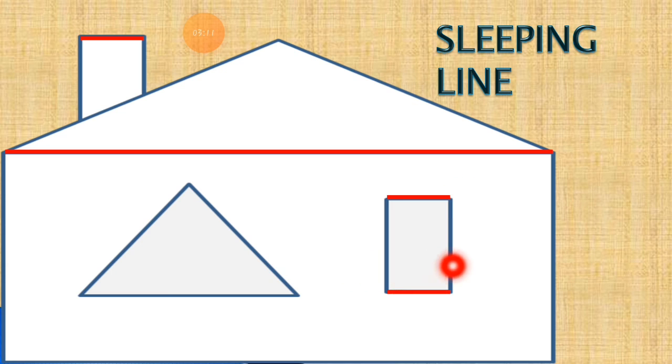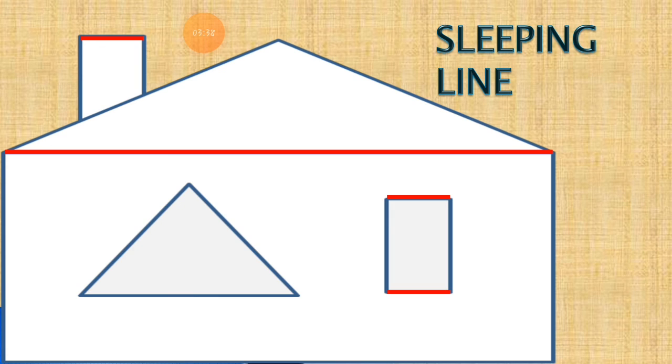Now the next line. This is the next sleeping line we are finding from this picture. See this, here we are finding the next sleeping line from the given picture. Here it is, you can see this. This is the 4. Total we are finding 4 sleeping lines.